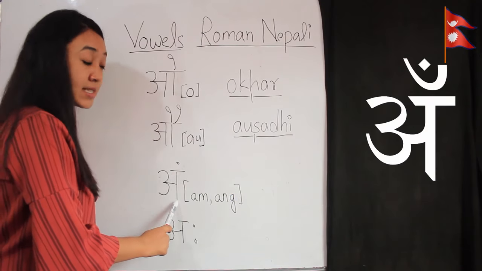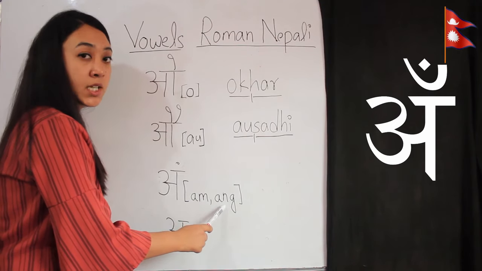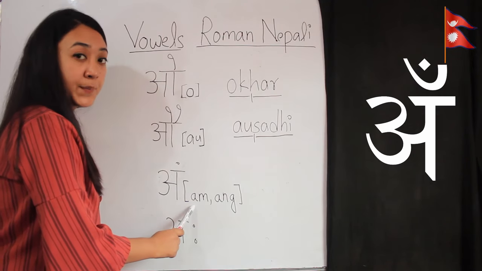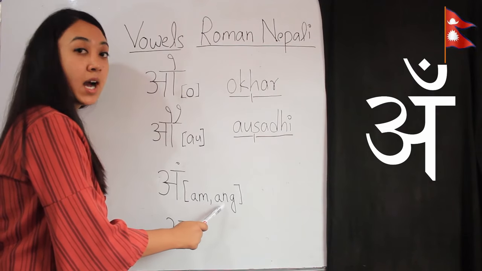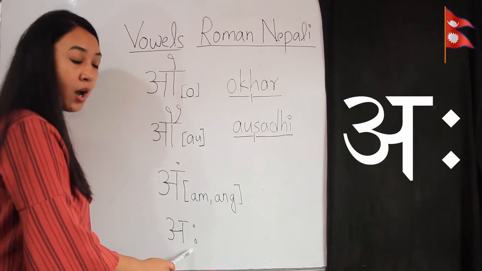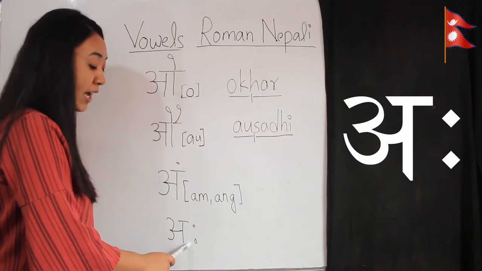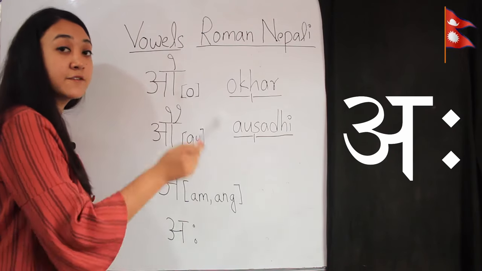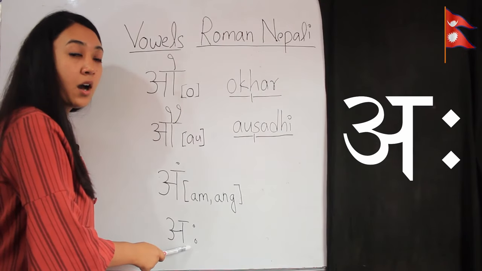And this vowel also has two pronunciations, that is am and ang. It differs according to the word, so we follow this here, but don't be confused. In some vocabulary we also read this as ang. Similarly, this vowel also does not have any vocabulary, so we only read it as longer than the first vowel, that was A, and this is A.